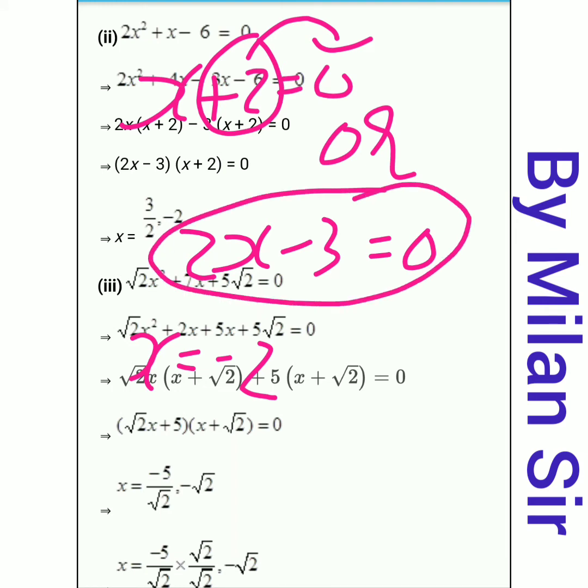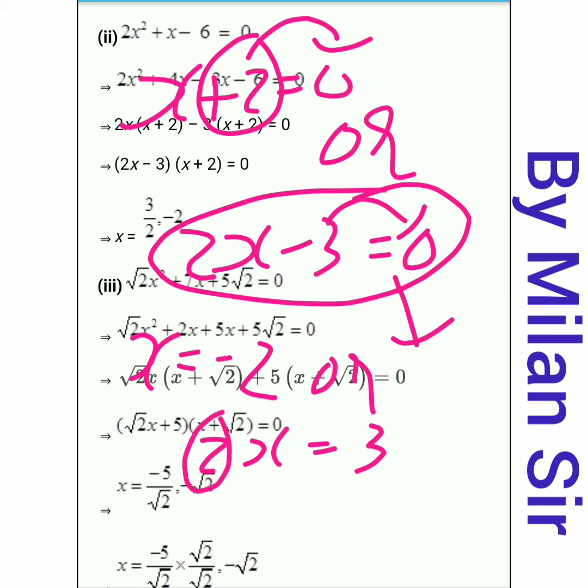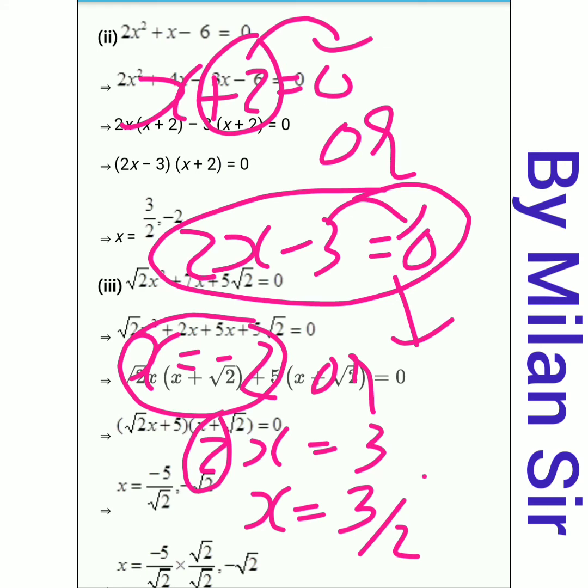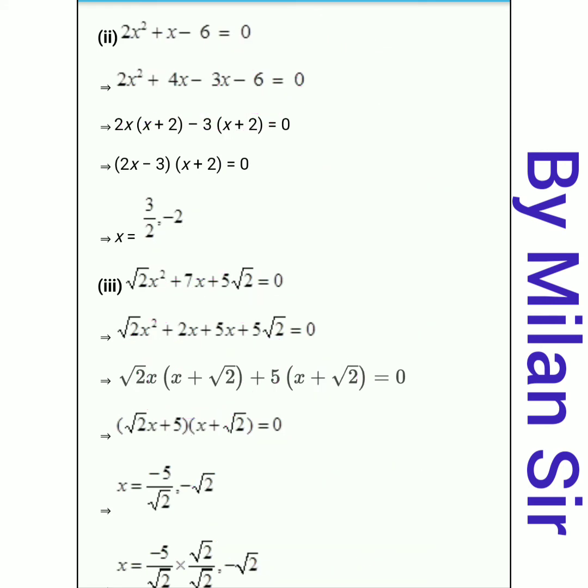Now we need to solve this. First of all, transfer this minus 3 to the right hand side. So 2x is equal to 3. Then for finding x, transfer this 2 to the right hand side. It goes to the denominator. So 3 by 2. So our two answers are x is equal to minus 2, otherwise x is equal to 3 by 2. These two are the roots of the equation, the solution of the equation.